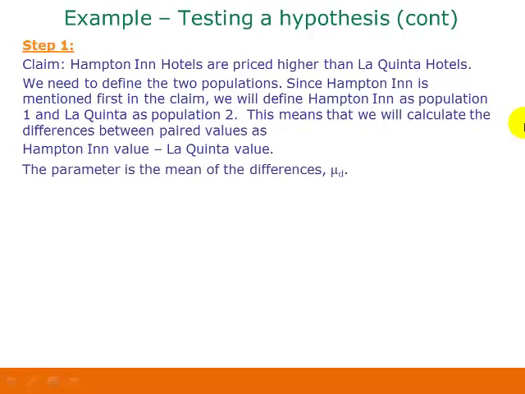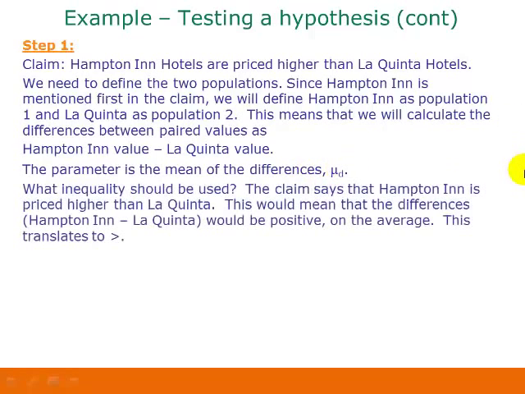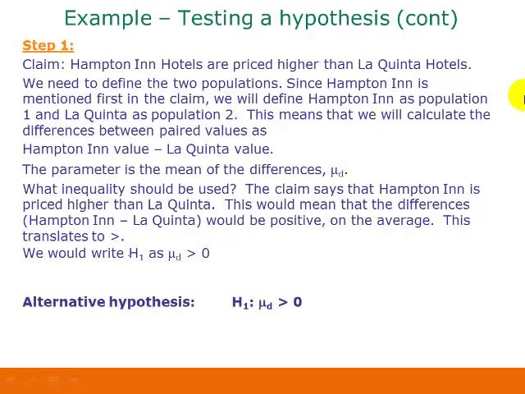The parameter is the mean of the differences, which is mu sub d. And now what inequality should we use? The claim says that Hampton Inn is priced higher than La Quinta. This would mean that the differences, Hampton Inn minus La Quinta, would be positive on the average. This translates to a greater than. So we would write our alternative hypothesis as mu sub d is greater than 0.